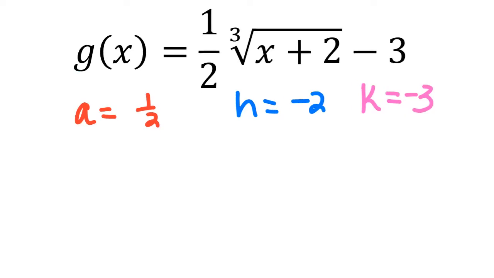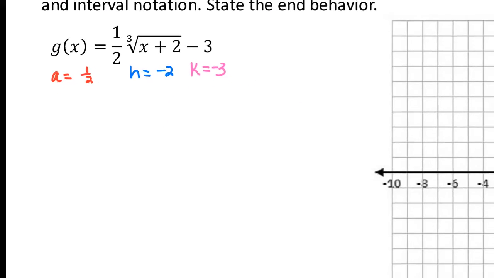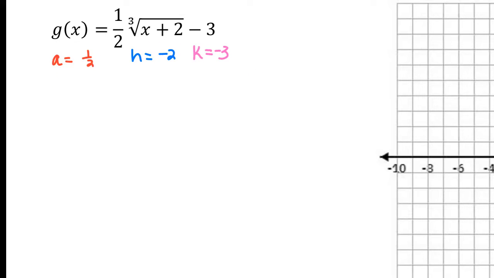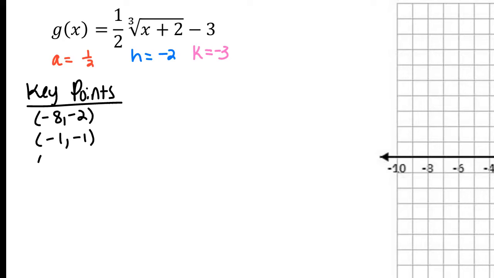Awesome, thank you. All right, so now that I have my a, h, and k, I need to remember what the key points are. I like to write them down every single time, because if you keep writing them, it's easier for you to remember them, okay? (-8, -2), (-1, -1), (0, 0), (1, 1), and (8, 2). Those are my 5 key points. I'm going to transform them depending on what a, h, and k tell you.